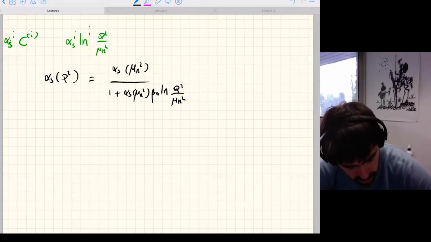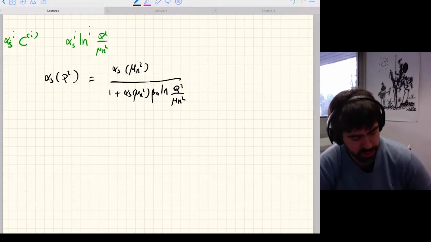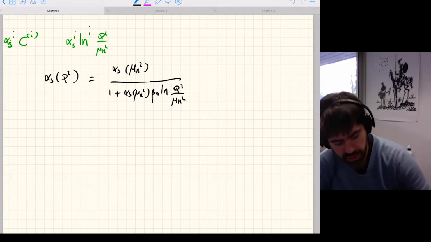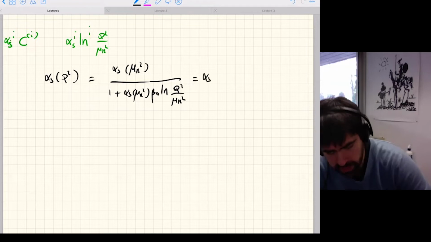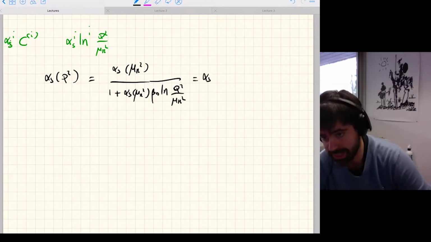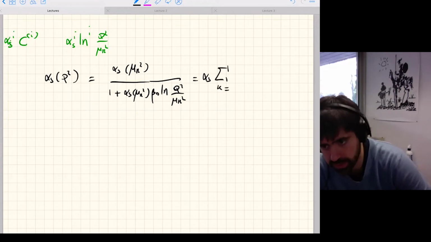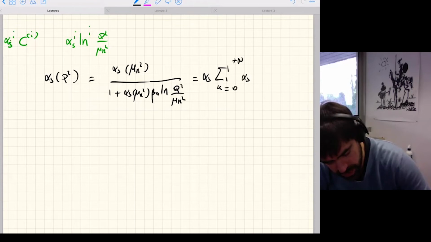And what is the relation between the coupling at q squared and the coupling at mu squared? Well, it's given by this formula which I just wrote. Let's look at this formula in a different way. I can expand it in powers of alpha s. And so this will be alpha s times the sum from k equals 0 to infinity, alpha s beta naught to the k, log to the k of q squared over mu squared.